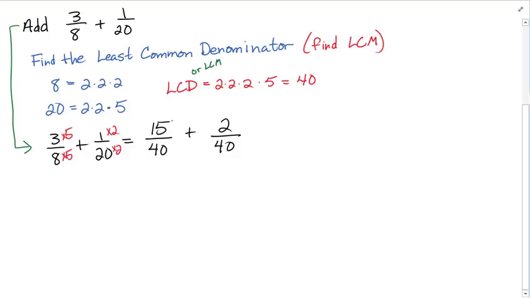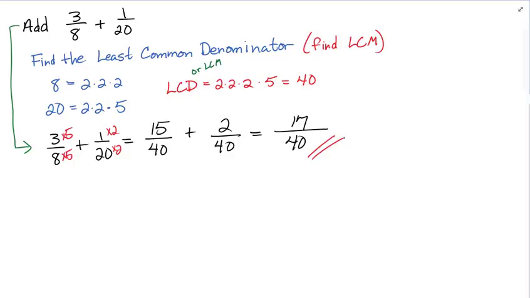And so look what I've got. I now have 3/8 and 1/20 written as 15/40 and 2/40. They're the same fractions, but now they have common denominators. And so I can say, hey, the answer is going to be over 40. And the top is just going to be 15 plus 2 is 17. And that is my final answer. It can't be reduced.